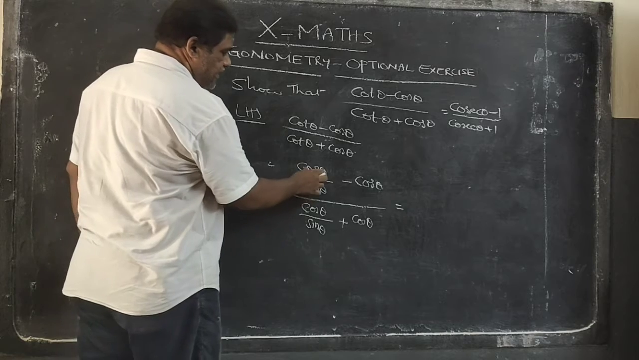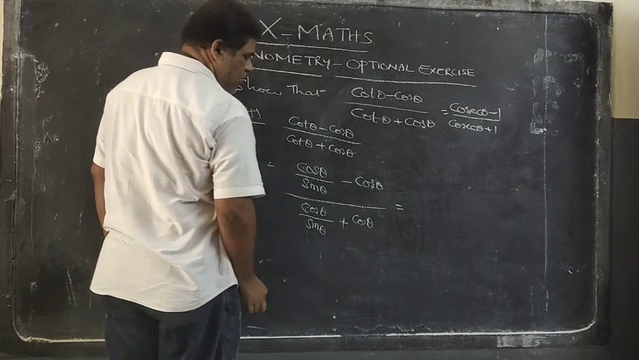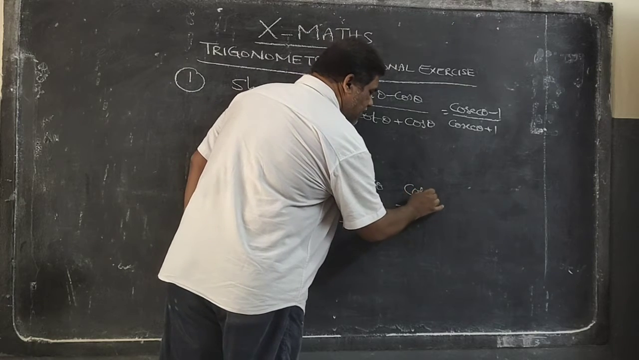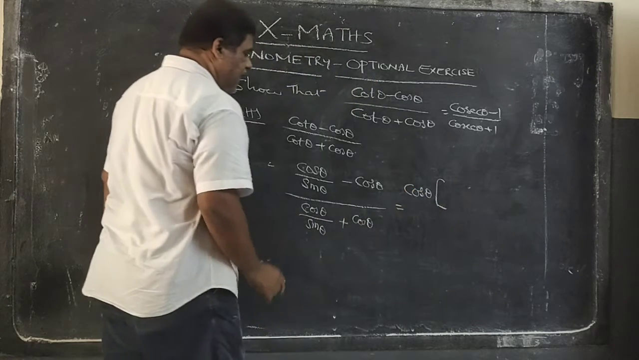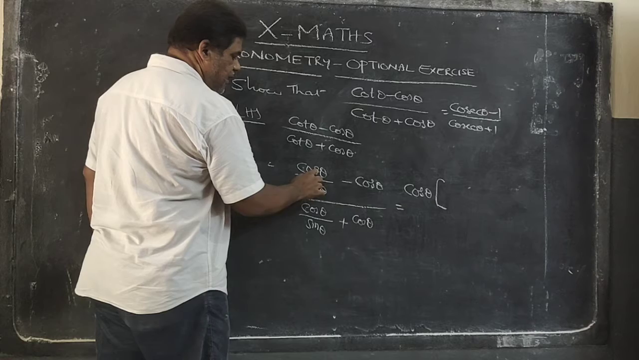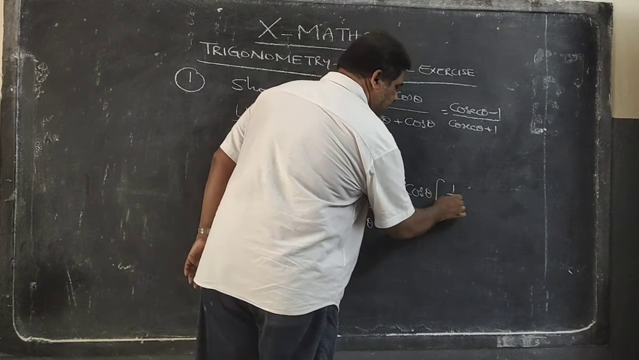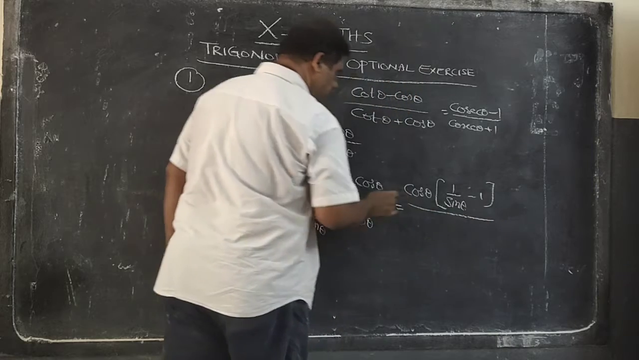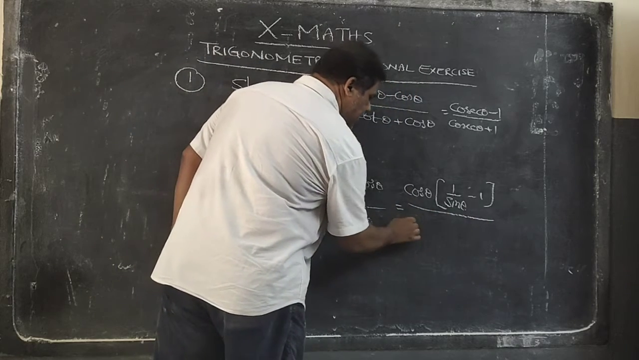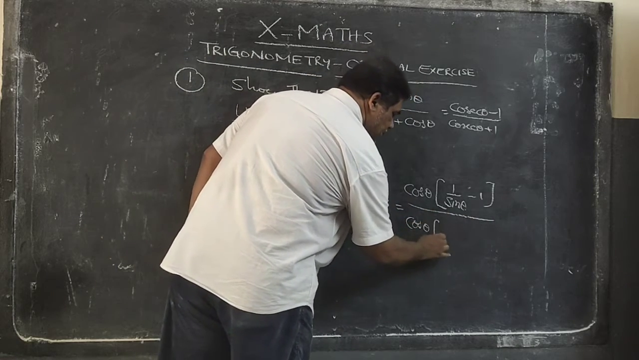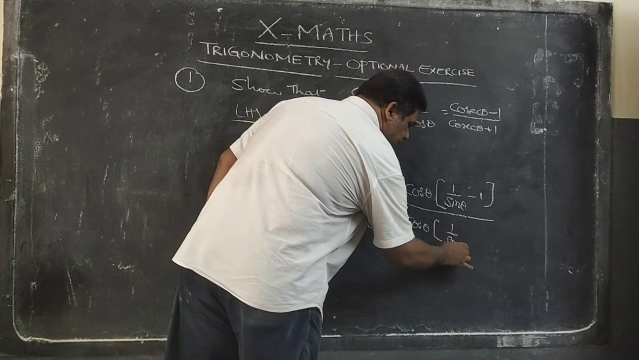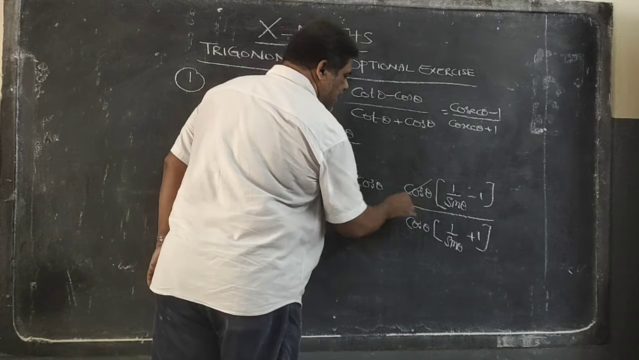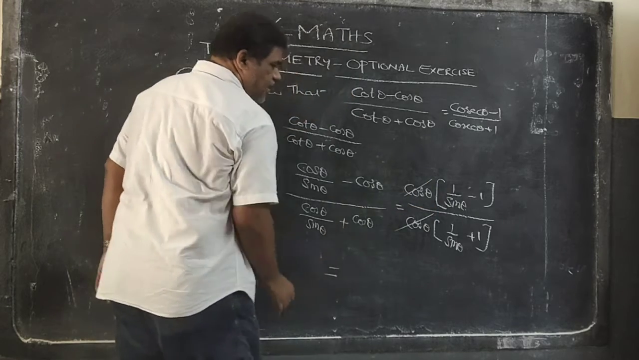Now in this term cos theta is there, in this also cos theta is there. You can take cos theta common in numerator and denominator. So if you take cos theta common, here it will become 1 by sin theta minus 1 by, here if you take cos theta common, it is 1 by sin theta plus 1. Now cos theta gets cancelled.